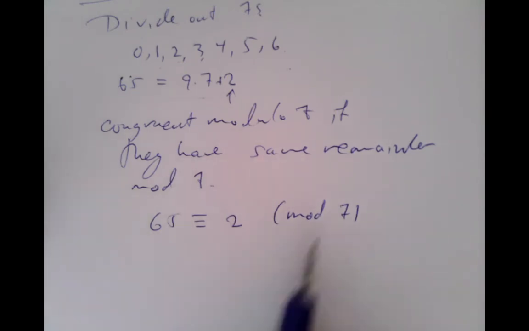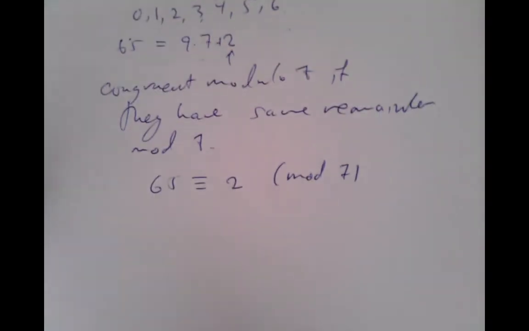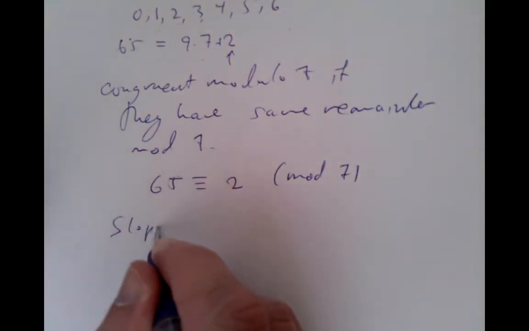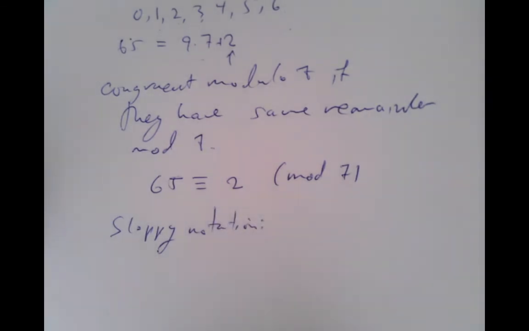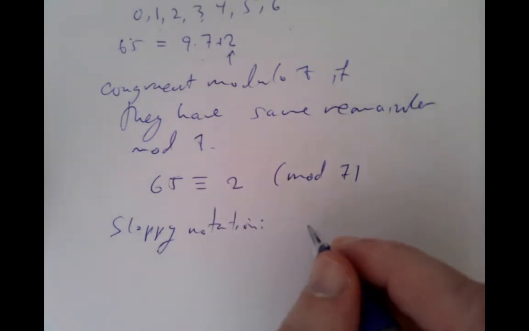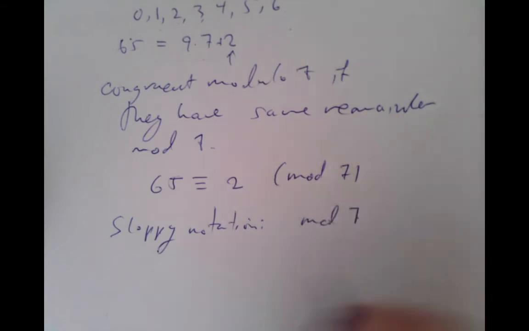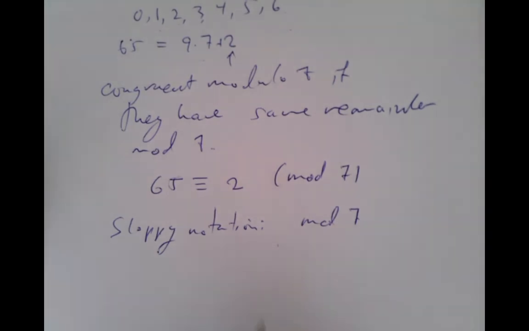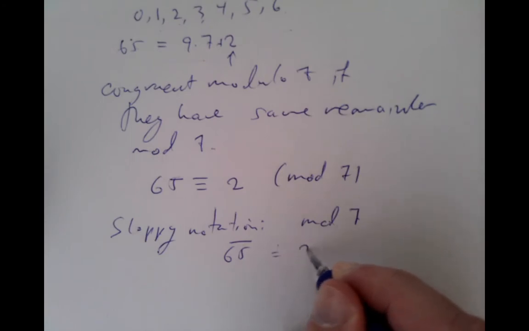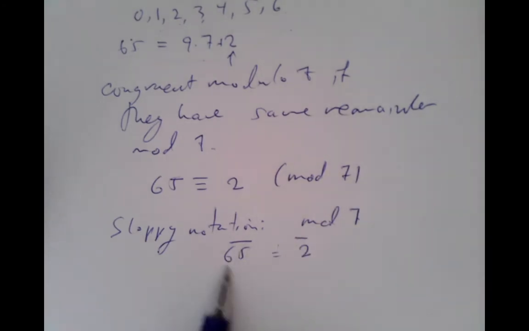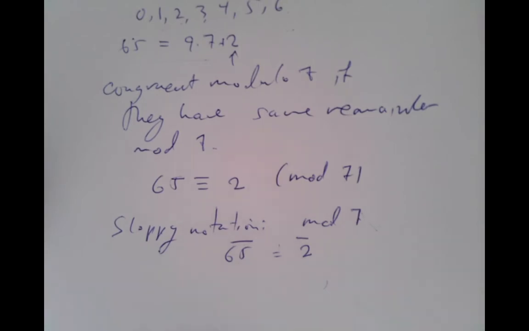And this notation's quite standard, but it's a bit long, so I'll make a shorter, sloppy notation. If we remember that it's always working mod 7, we can carry out computations once we write that we're working mod 7, and we just put a little bar on top to remember that it's a remainder mod 7. And so we could just write 65 bar is 2 bar, the remainder, when we're working mod 7, of 65, and 2 is the same.